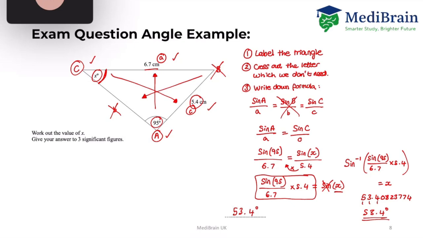And then once you've rearranged to get sine x by itself, you inverse sine the other side to get x by itself. And then if you type it into your calculator, you will get your final answer. Okay. And if you have any questions, let me know.